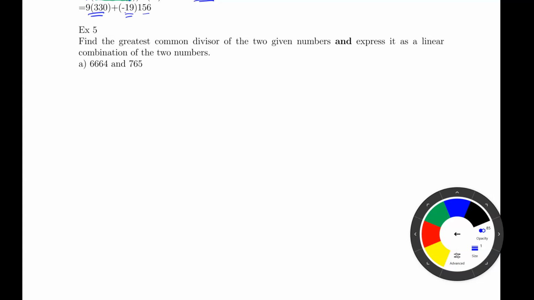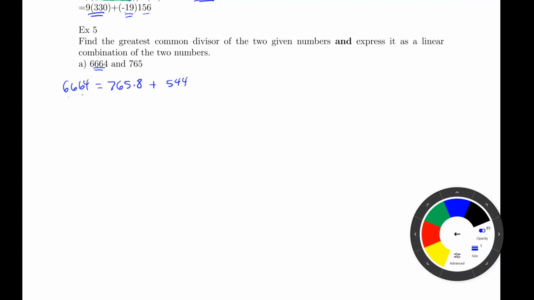Okay, so let me just slowly go through this so you can see how to do it. So you start with the larger number. 6664 equals... Okay, so I divide it through by 765, and I find that it's 8 point something. So I know there's 8 of these in there. So I take 765 times 8, subtract it from this, and I see I've got a remainder of 544.